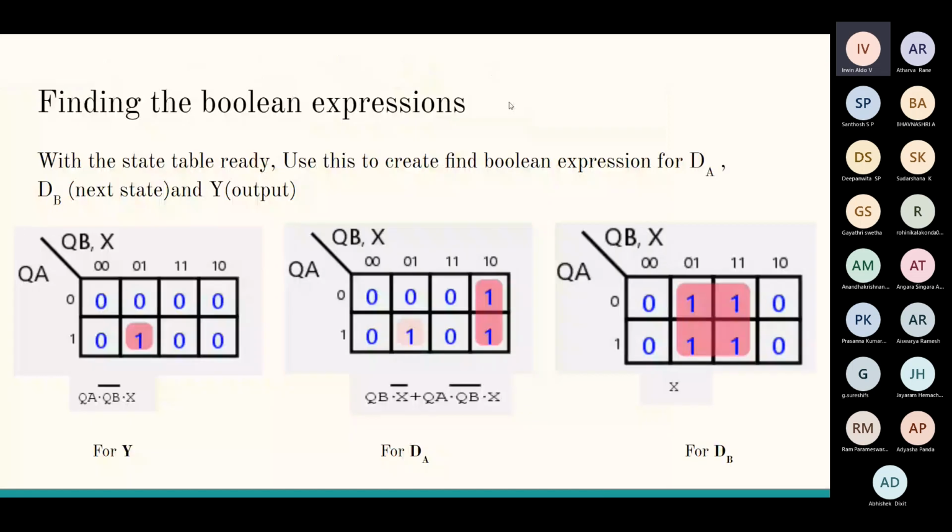Here, I already calculated and evaluated the expressions for DA and DB using K-maps. This will be available to you after the session. You can sit back and try it on your own. Okay. Now we are going to build the sequence detector in Logisim.